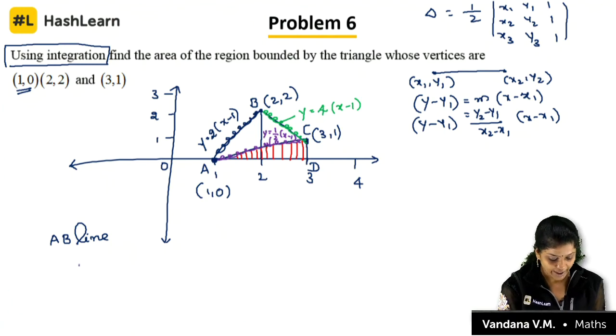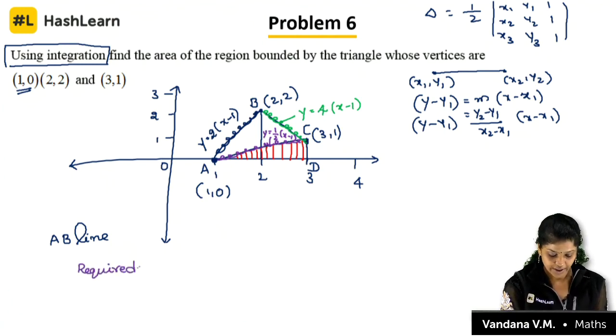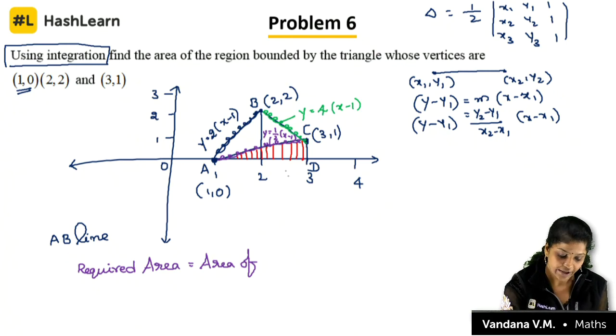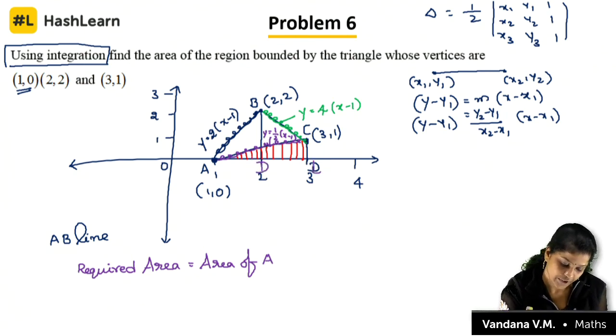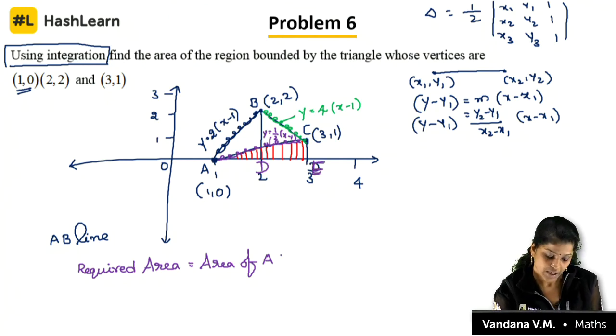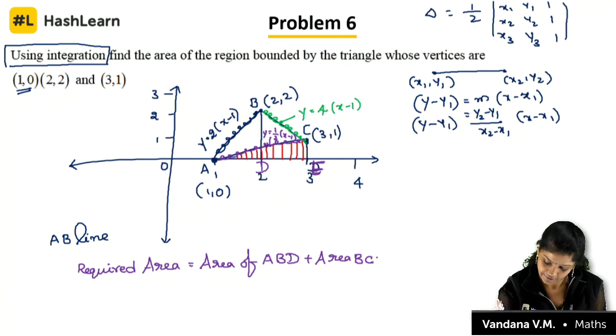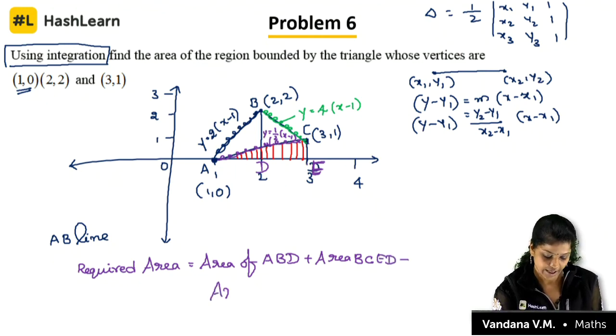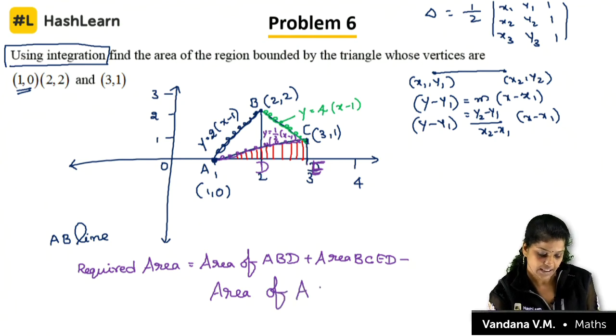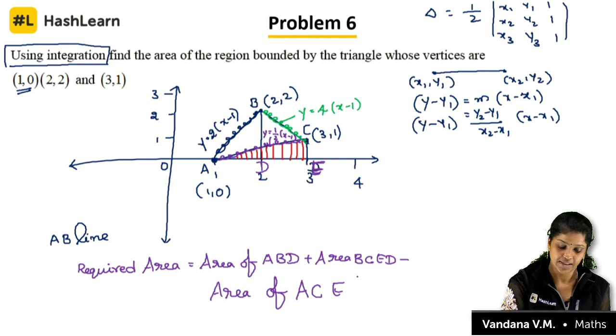So what is the required area? The area of ABD first, the whole big triangle, plus the area of BCED, minus the area of ACE, the shaded one in red color. Let me take this as E also.